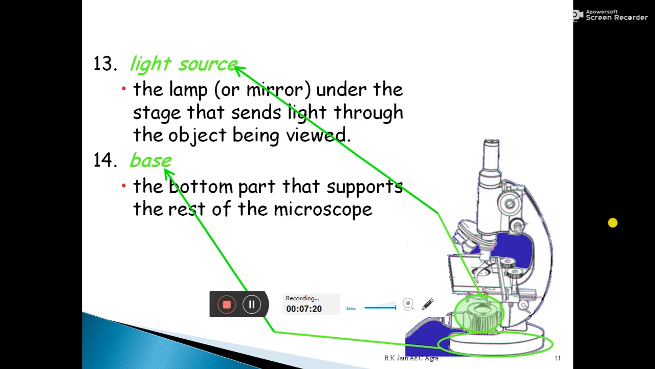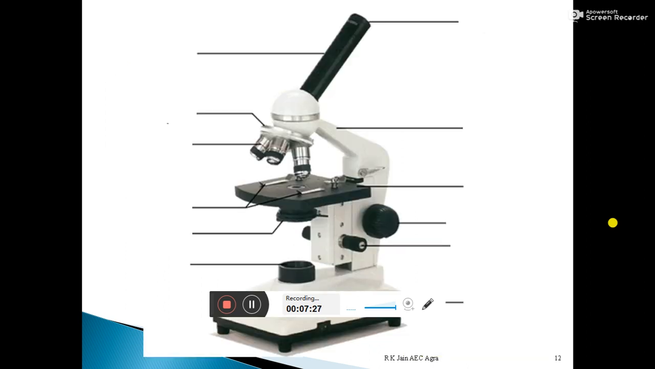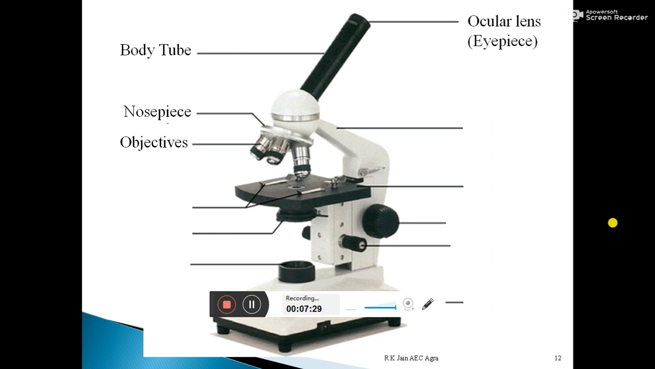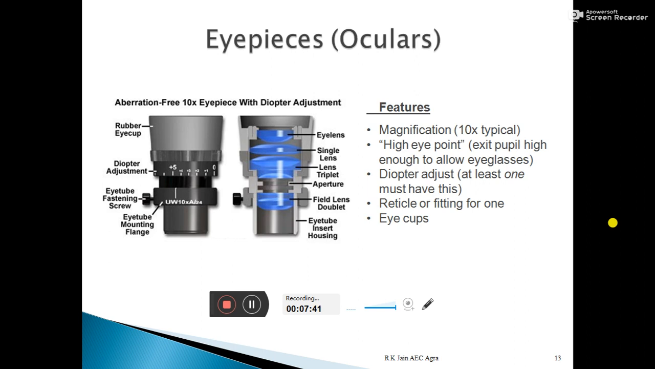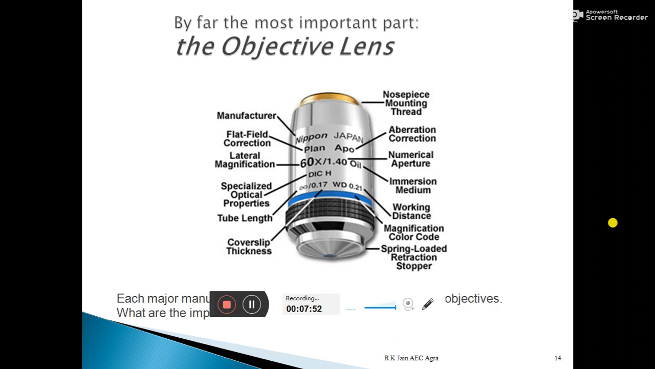The base is the bottom part that supports the rest of the microscope. So these are the various parts of the microscope. Now it is very clear what the parts of the microscope are, what their functions are, and how we can operate a microscope using this. There are two essential parts of the microscope which are helpful in image formation. These are the eyepiece and the objective lenses.